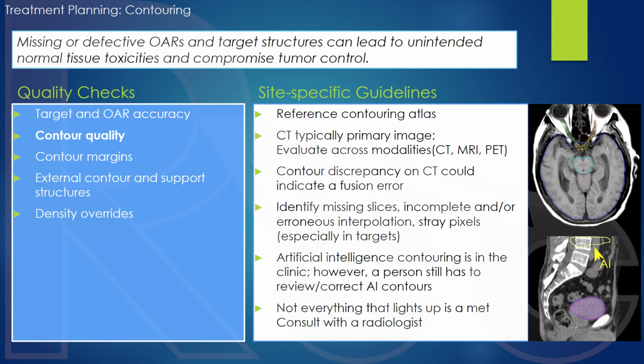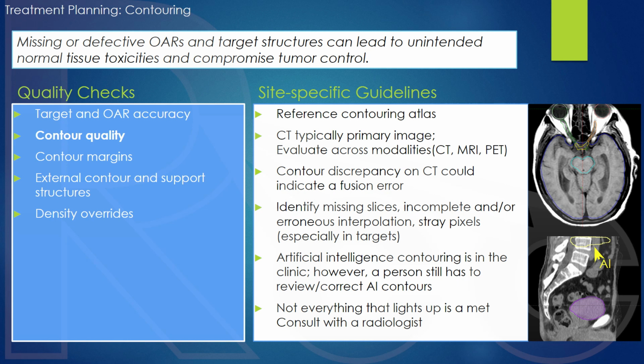When you evaluate these images with the structures overlaid, it's important to look for a mismatch or an offset, a misalignment across the different imaging modalities, because that could indicate that there's a problem with the fusion, which would then require further investigation and correction. It's important to identify missing slices, incomplete or erroneous interpolation, stray pixels, and that's especially true for the target volumes.